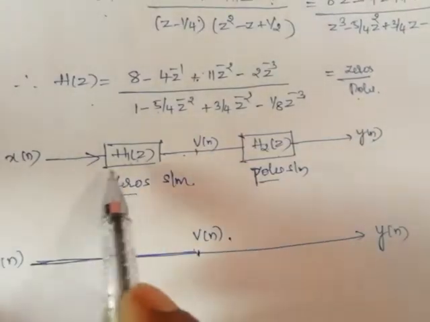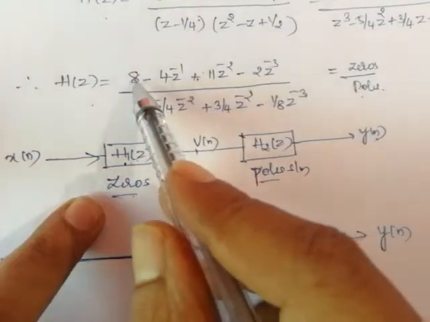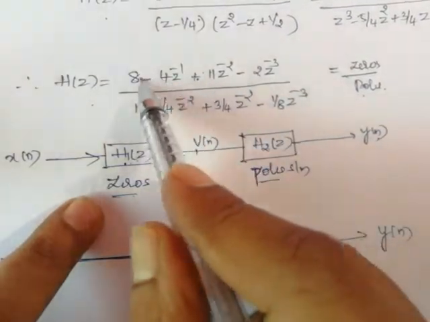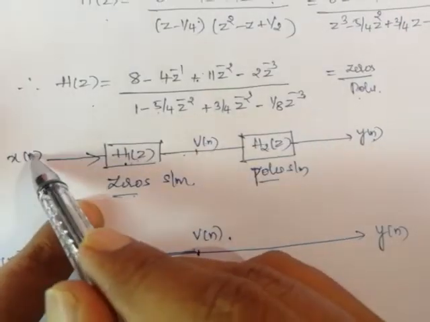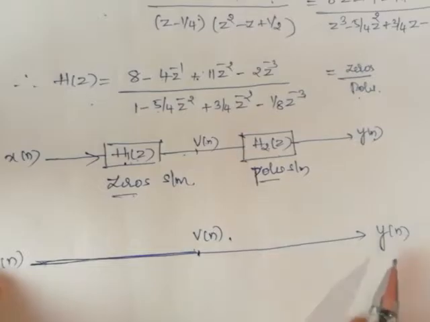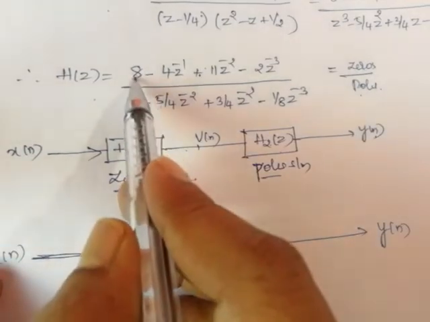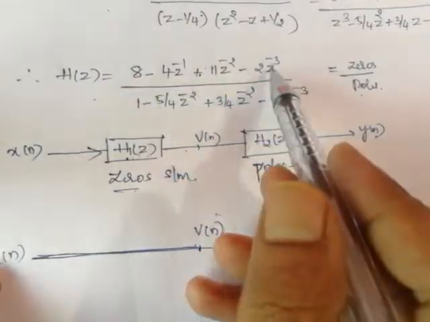It is the ratio of what? H1 of z indicates the zero system. Zero system means the numerator term, and this is equal to V of z by X of z. So go step by step. First, after cross multiplying, we get V of z equal to X of z multiplied by this term.